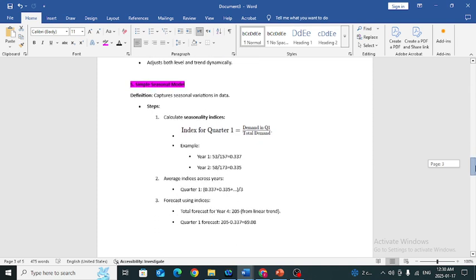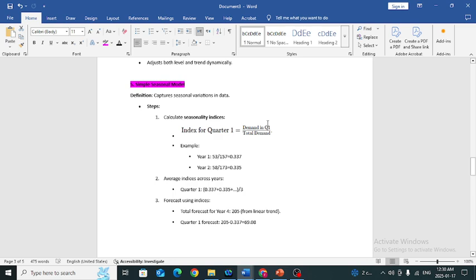Oh, I forgot to bring you the data of this example. For the year 1, the demand in quarter 1 was 53, and for the year 2 was 58, and the total of the demand is the sum of these two years, and is equal to 157.